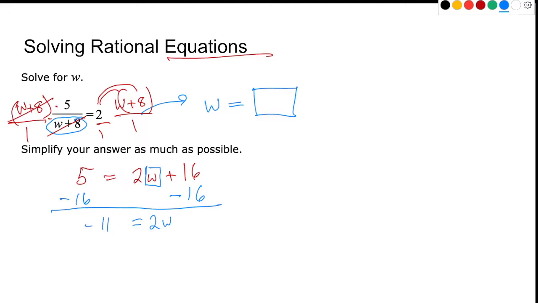And so then now we're going to divide both sides by 2, or multiply by 1/2, however you want to think of it. But 2 divided by 2 is 1, so that gives us just our w. And then negative 11/2, that doesn't reduce down any further. That is our answer. Could write it as a decimal, what's that going to be, negative 5.5, but that's solving a rational equation.